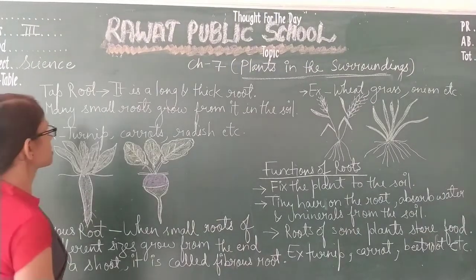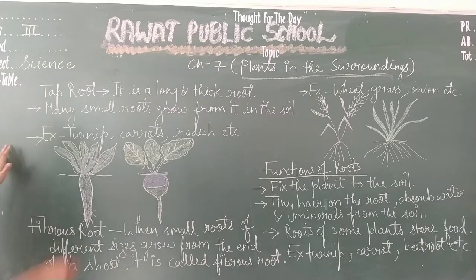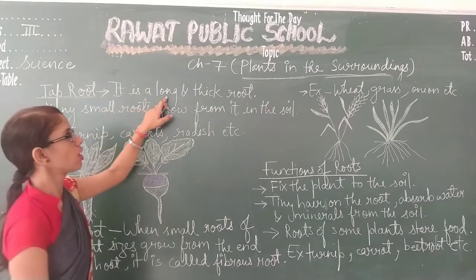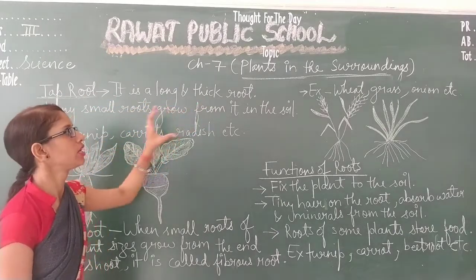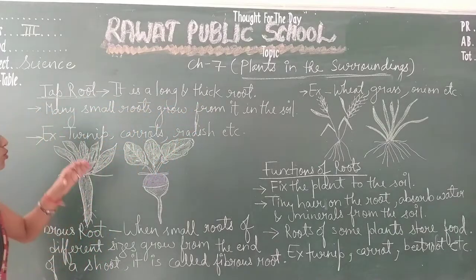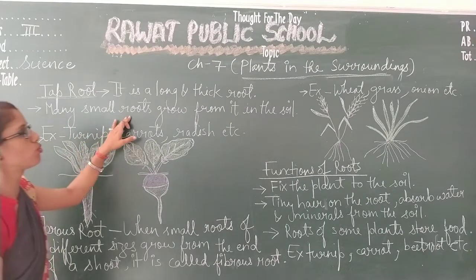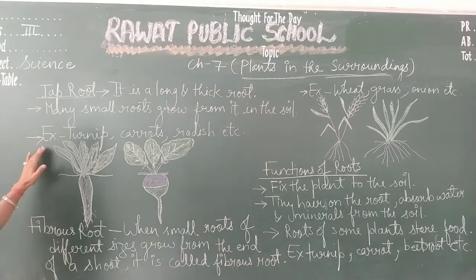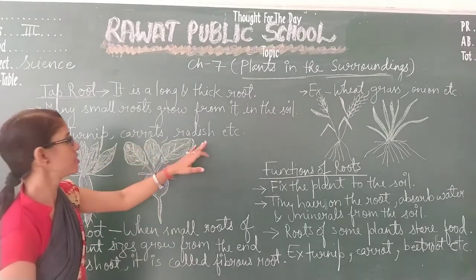So student, next is about the different types of roots. The first one is the taproot, and it is a long and thick root. लॉन्ग होती है और थिक यानी मोटी रूट होती है, and many small roots grow from it in the soil. Examples are turnip, carrot, radish, etc.